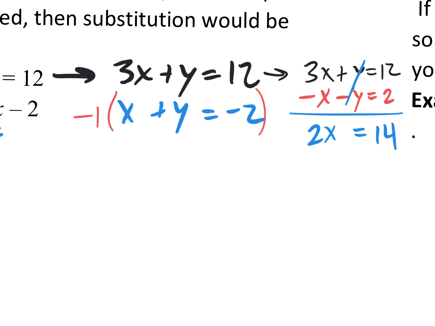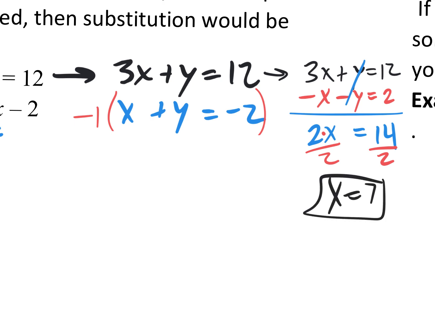Now this is a one-step equation. 2 times x equals 14. Divide by 2, divide by 2. There's your first answer. X equals 7. Okay? So you want your other answer, all you got to do is plug it back in. So plug in 7 into any equation you want.